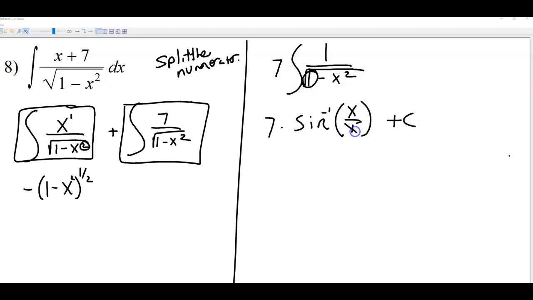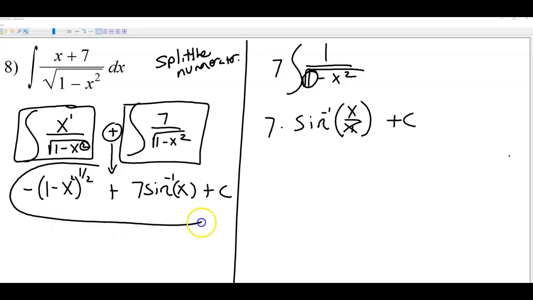We don't really need the 1 in the denominator, and so we'll just put x. And then the plus is still there, so I'll bring that down. And in this case, we're done.